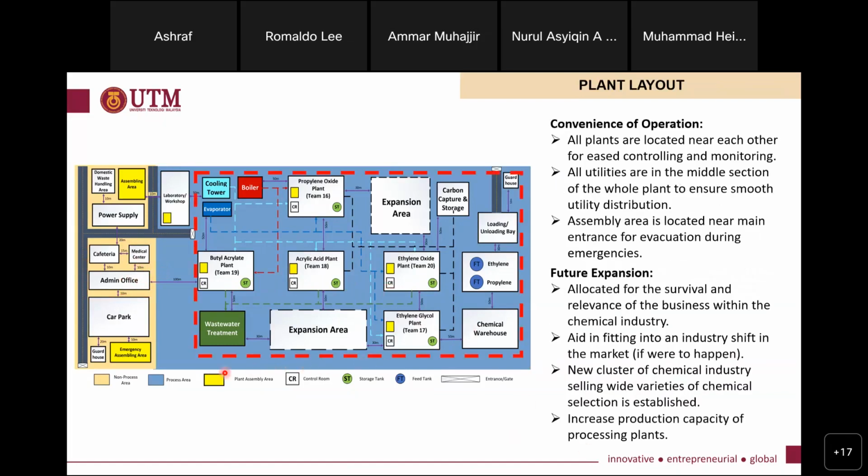Next is the process area. So as recommended, the distance is usually at least 30 meters from reference, but we implemented a distance of 50 meters as greater space is needed for hazardous process.